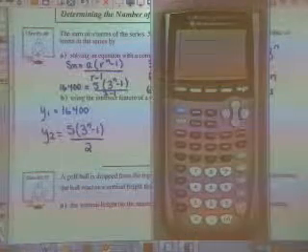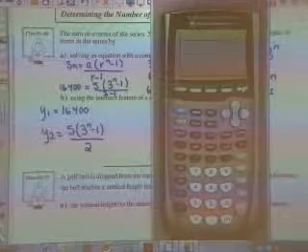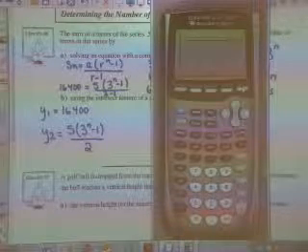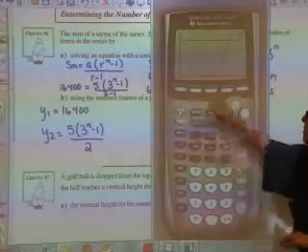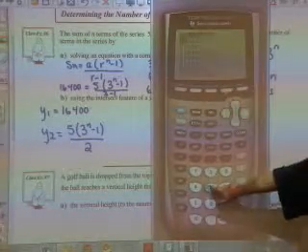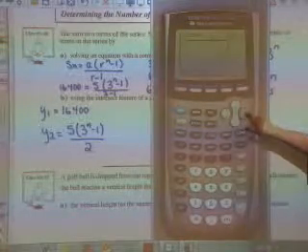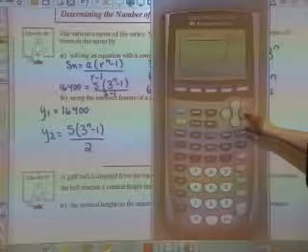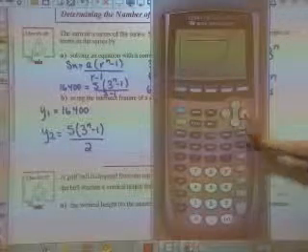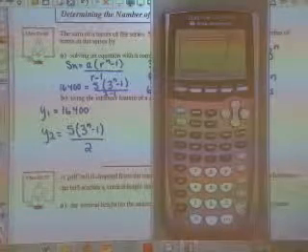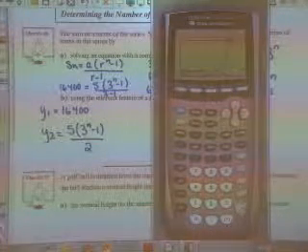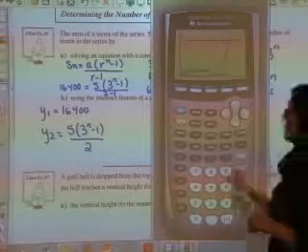So if I press the graph button, there's my y1, and there comes my y2. And now I can use the intersection feature, second calc, 5, scroll over on this line as close or closer to that intersection, and there's my 8.